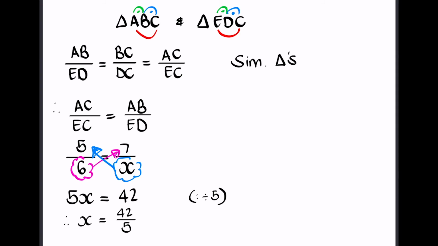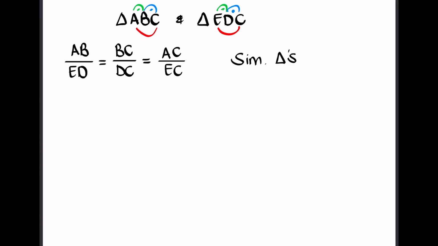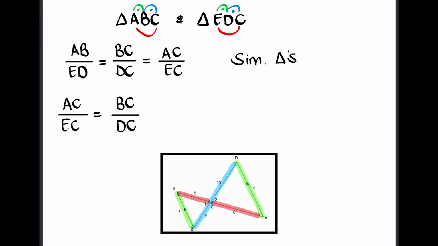All right, I want to work out the next missing length. So I'm going to stay with my AC over EC, because those are the lines that I had both pieces of information filled in. And that is equal to the y that I'm looking for, which is my second set of lines, BC over DC. So AC's length is 5 over EC's length, which is 6. And that is equal to BC's length, which is y, over DC's length, which is 10.